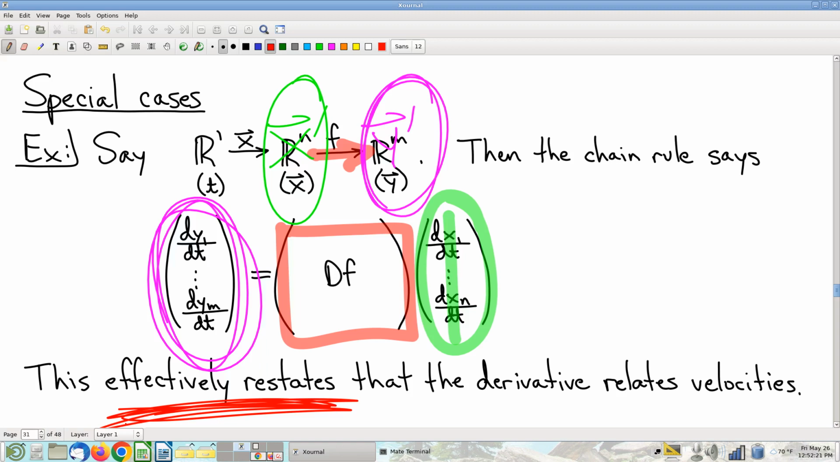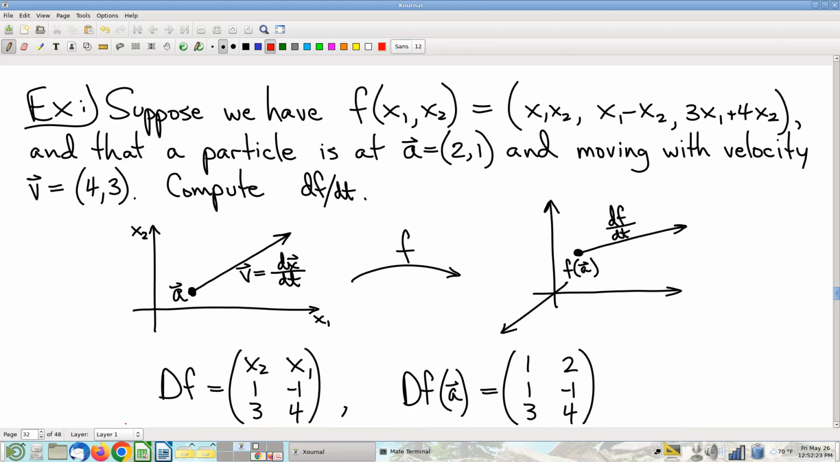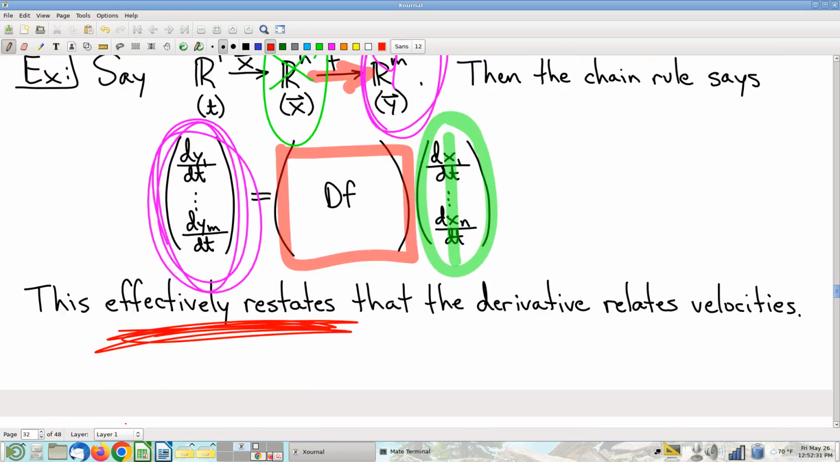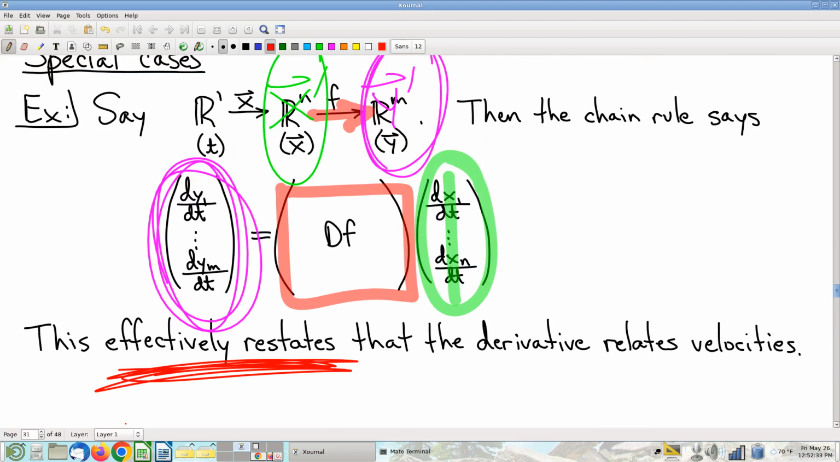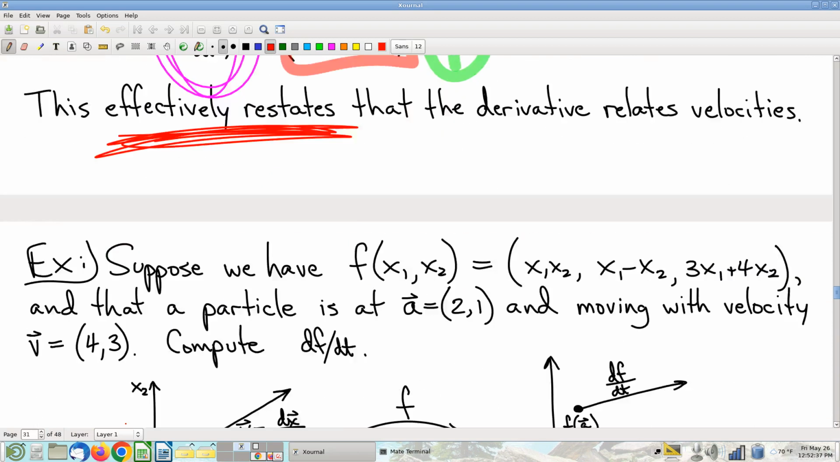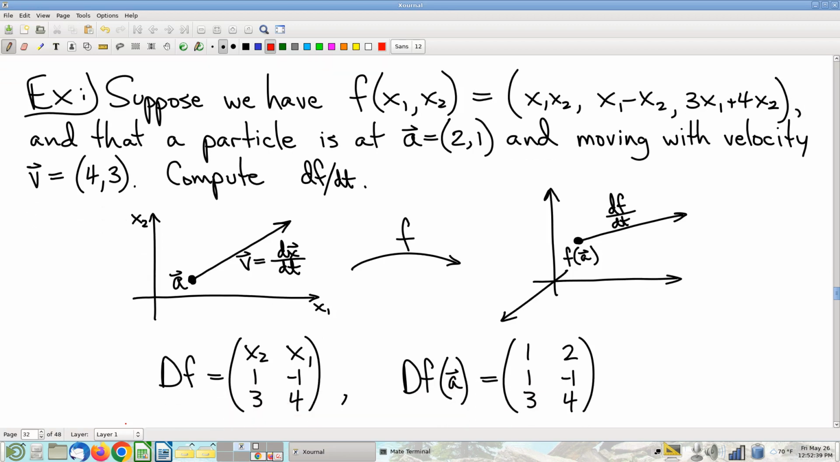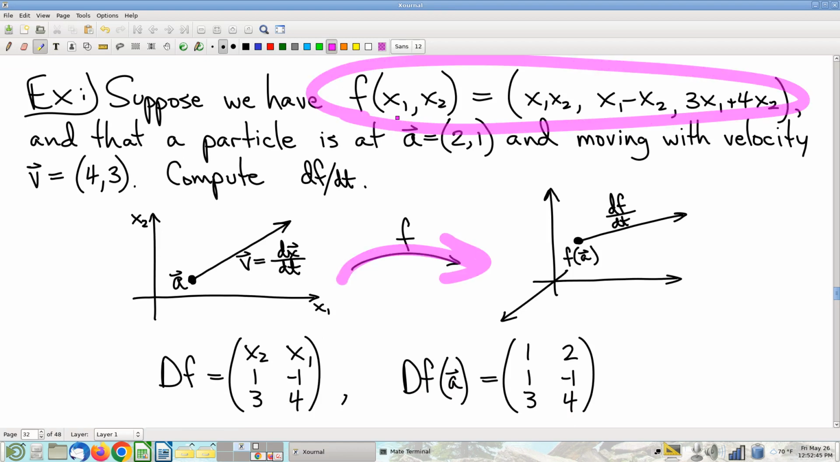So, all right. So now here's an example. I'm not really sure why I'm doing an example here. I guess couldn't hurt, I suppose. But this is just an example of, again, what we already knew. We already knew that derivative matrices turn input velocities into output velocities. But here we go. Suppose you have some function here, f, right? 2 inputs, 3 outputs.